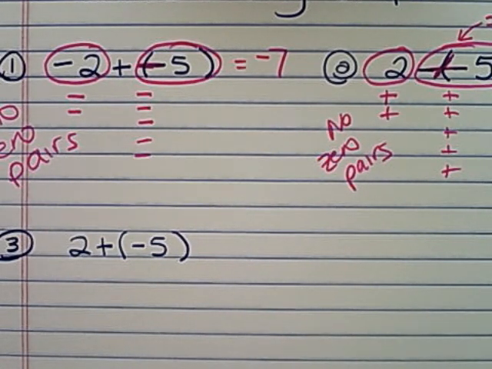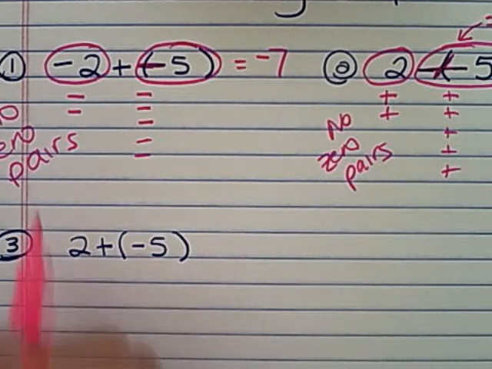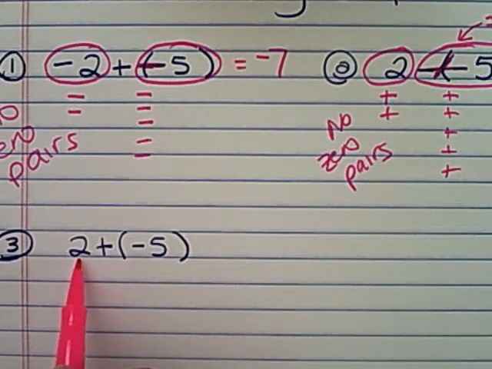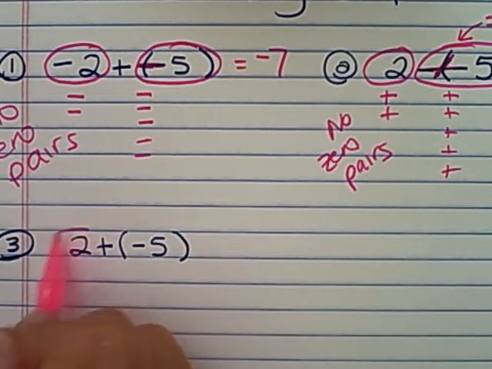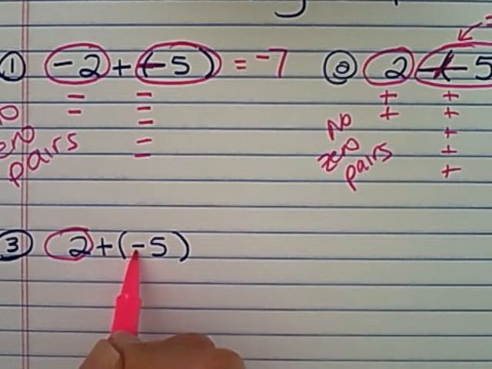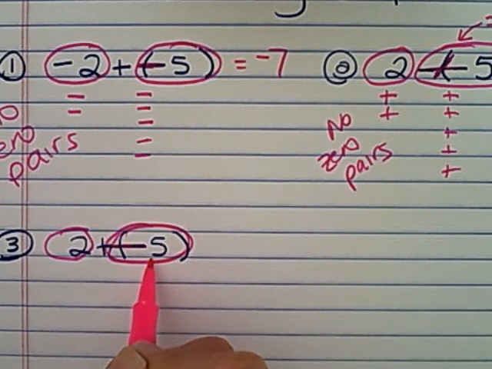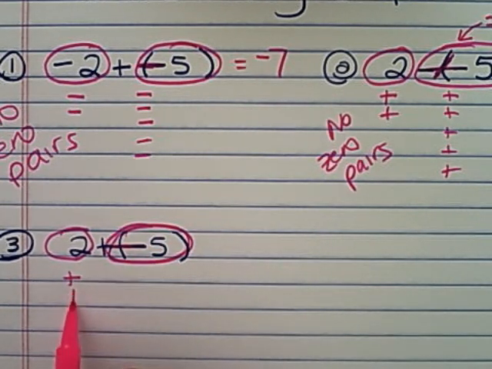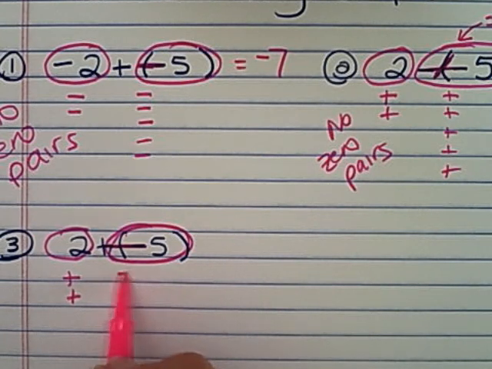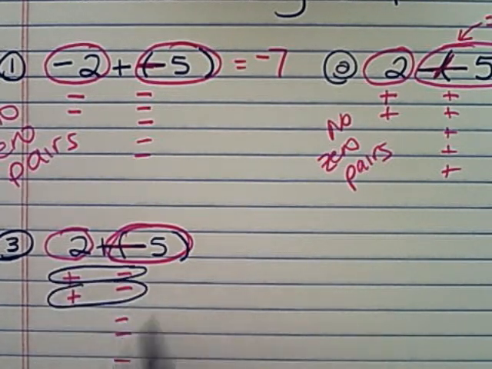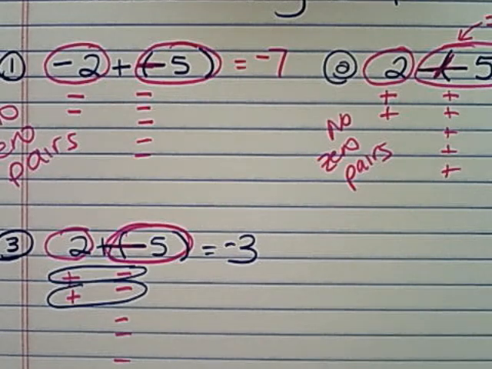So we already talked about a problem like this. It's just like problem number 1. The only difference is, in problem number 1 we had negative 2 plus negative 5, and this one it's positive 2 plus negative 5. So we have a positive 2 out in front, plus negative just means negative, so that's going to be a negative 5 right there. So we've got 2 positives and 5 negatives. And now we do have zero pairs. 1, 2, and my answer is going to be negative 3.